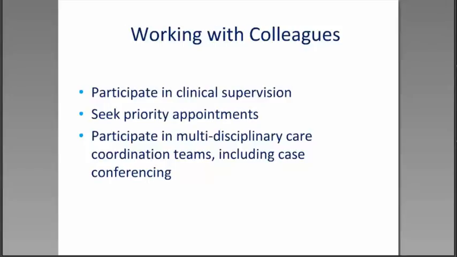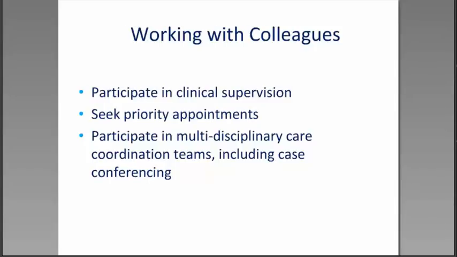One of the things that we do encourage, however, is that if clinical supervision is not available, navigators seek some type of supervision meeting with their managers or coordinators so that they can be guided or learn how to deal with difficult or challenging situations. Also, in working with colleagues, being able to seek priority appointments for other services such as mental health services, case management, and so forth.